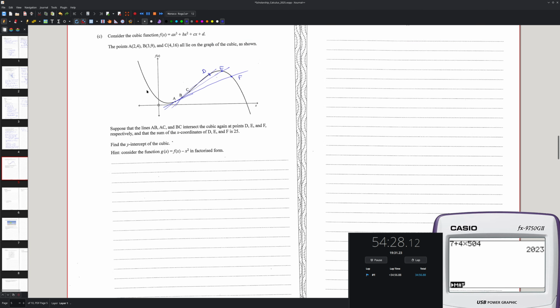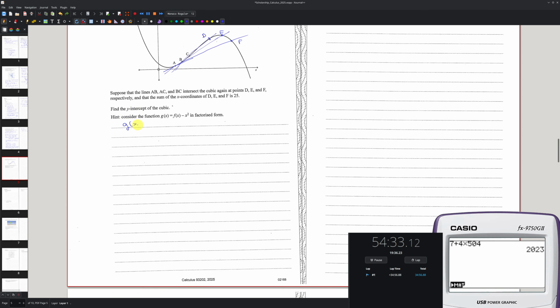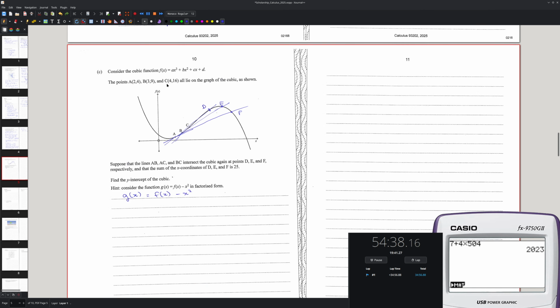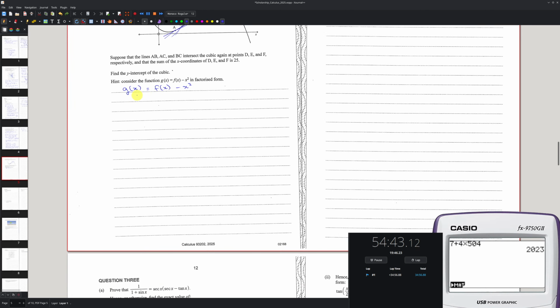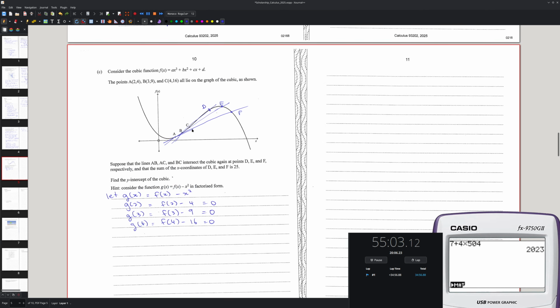Okay, so I see what they're doing, right? So g of x equals f of x minus x squared, right? Let g of 2 equal f of 2 minus 4, which is 0. g of 3 is f of 3 minus 9, which is 0. g of 4 is f of 4 minus 16, which is 0. Wait, so this is actually a cubic, so you're done, right?